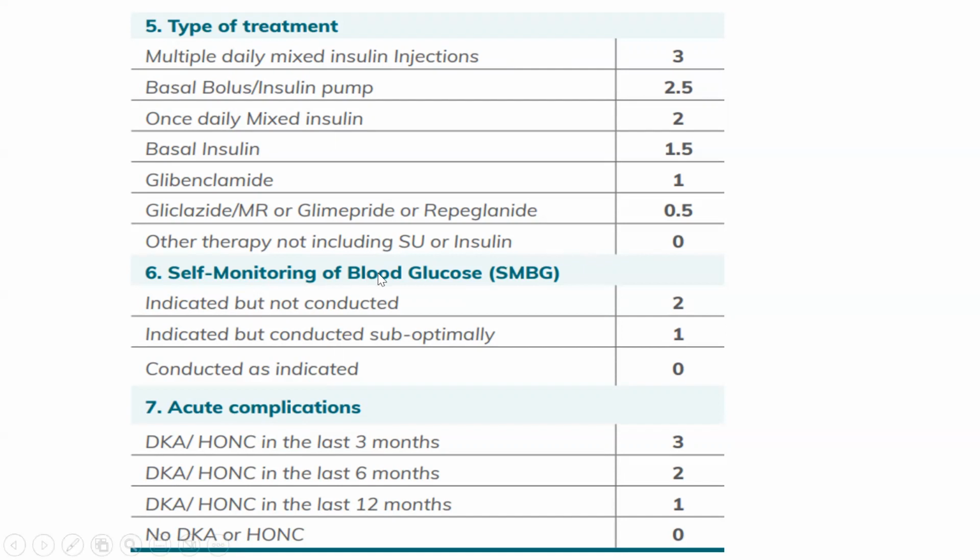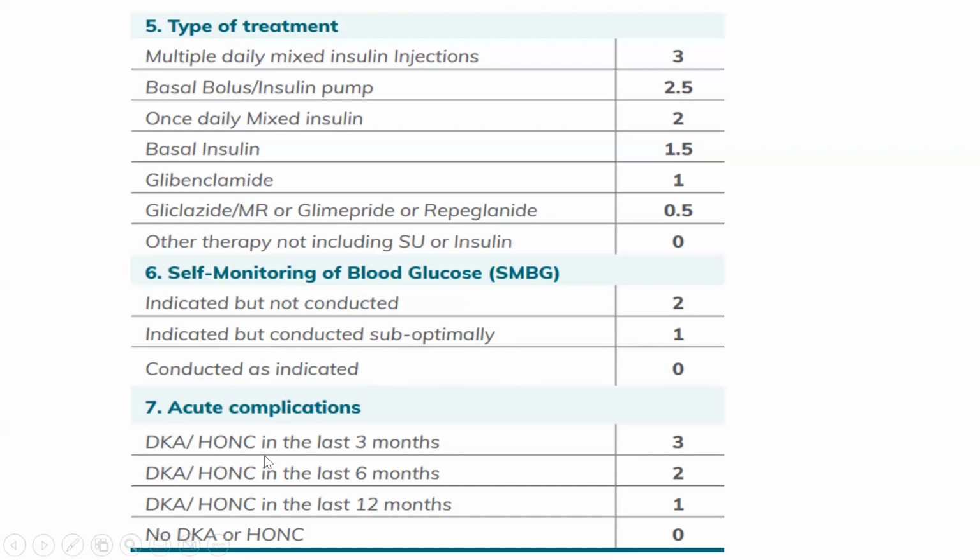Now, blood glucose monitoring. If monitoring is indicated but not conducted, for example, if he's not doing his monitoring properly, it will give a risk element score of 2. If he is indeed doing it but suboptimally, then that will give a risk element score of 1. And if he's doing it as indicated, then it will give a risk element score of 0.